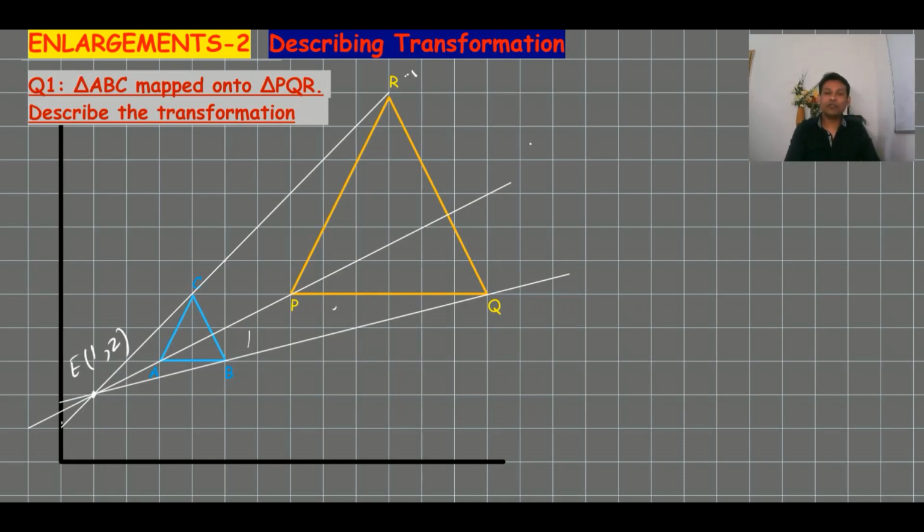So it means we have to join all the corresponding points and check at what point they are merging: right side, left side, or sometimes in the middle. It is possible. Okay, so now the next point is what? We need to find the scale factor. Then how can we find the scale factor? See this.